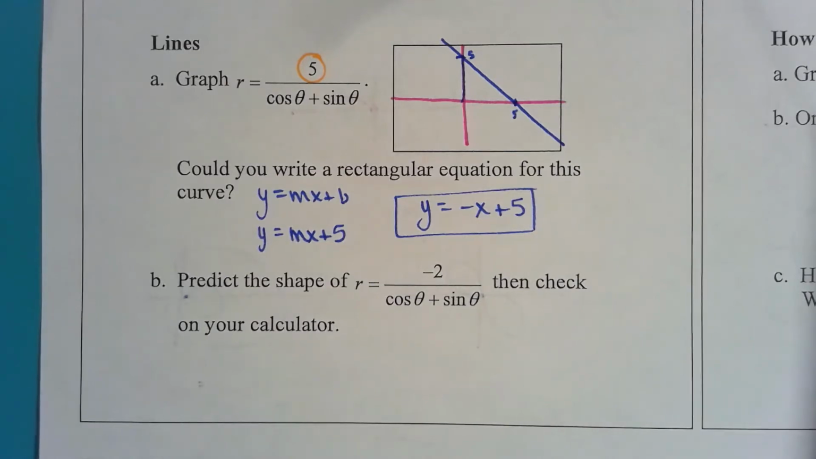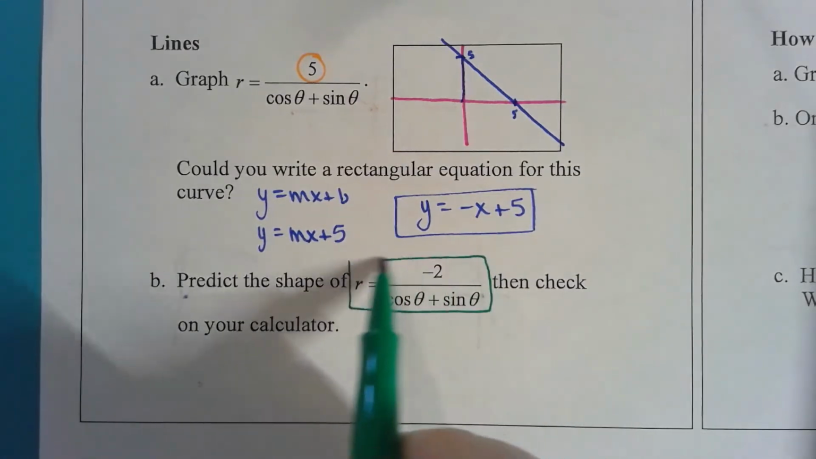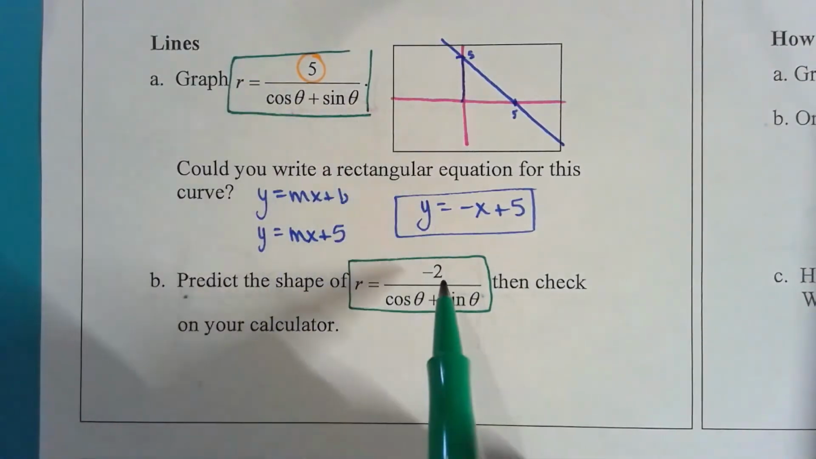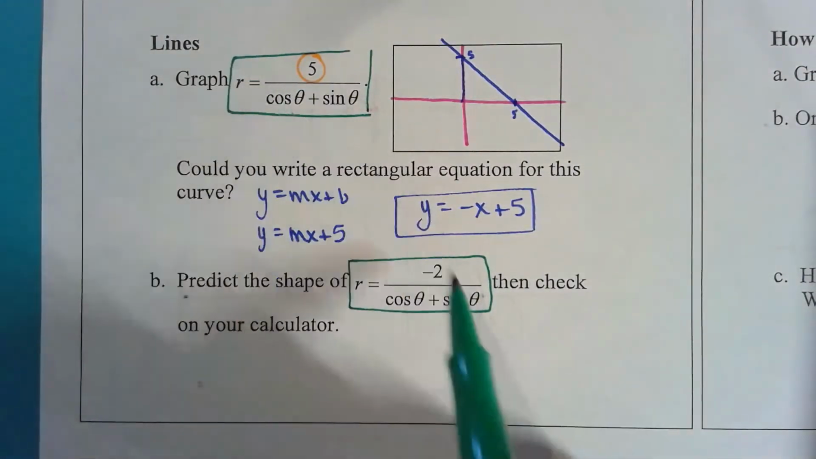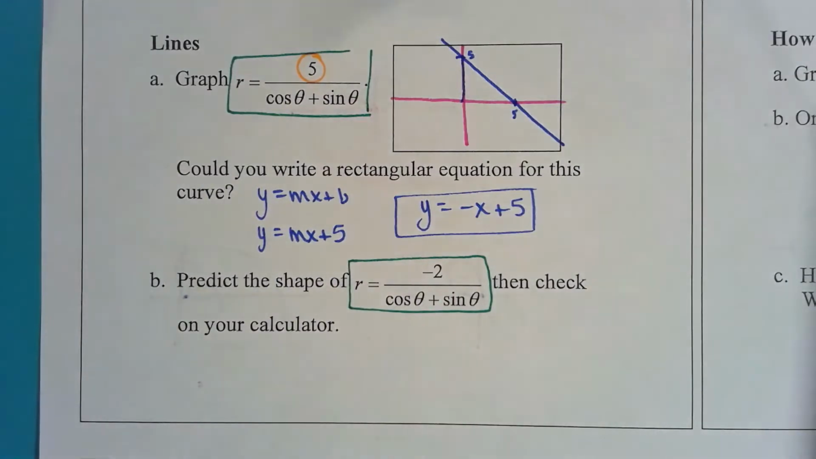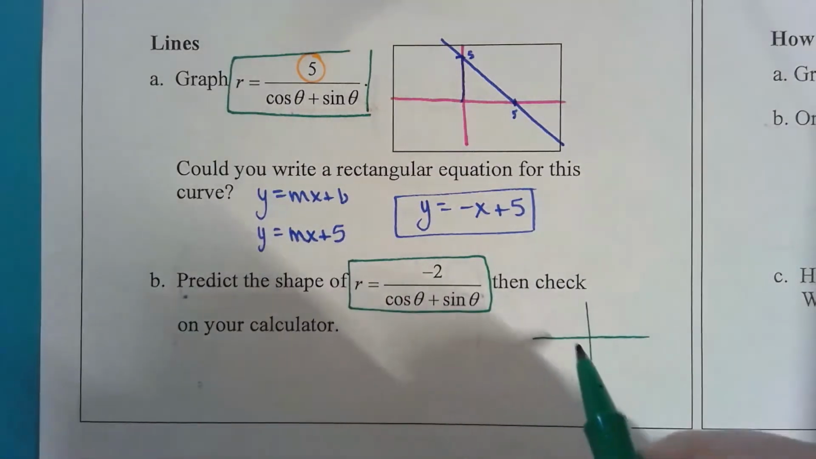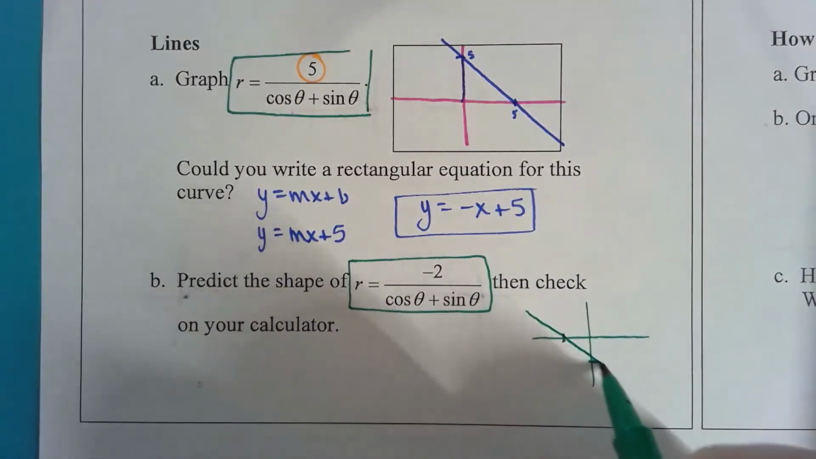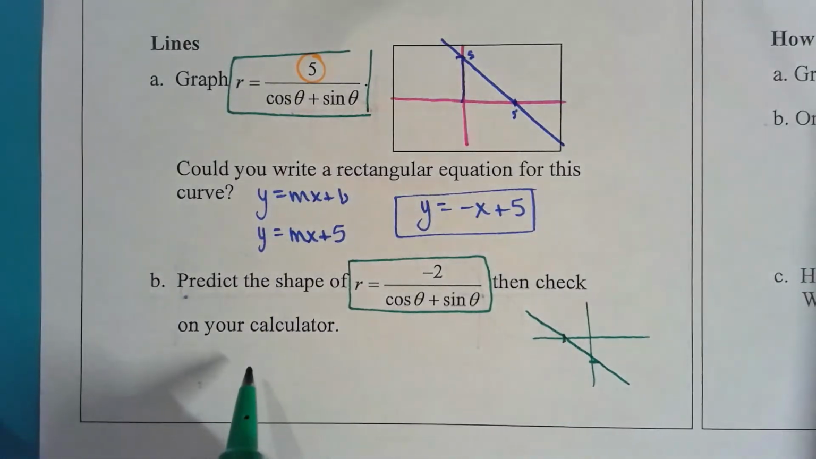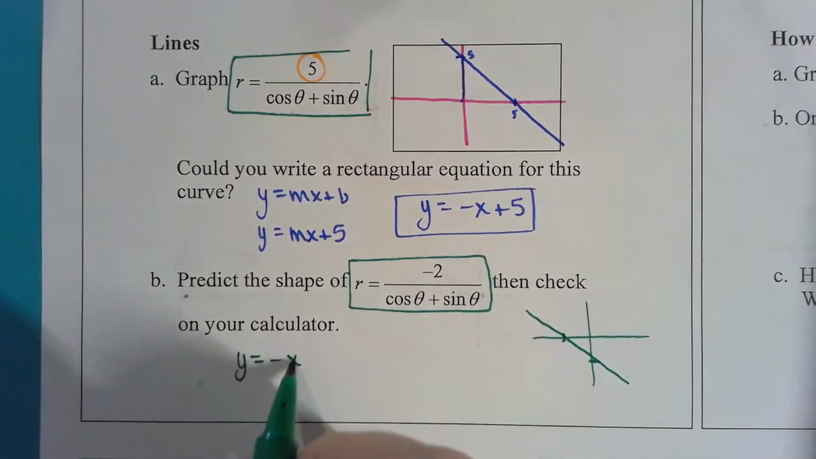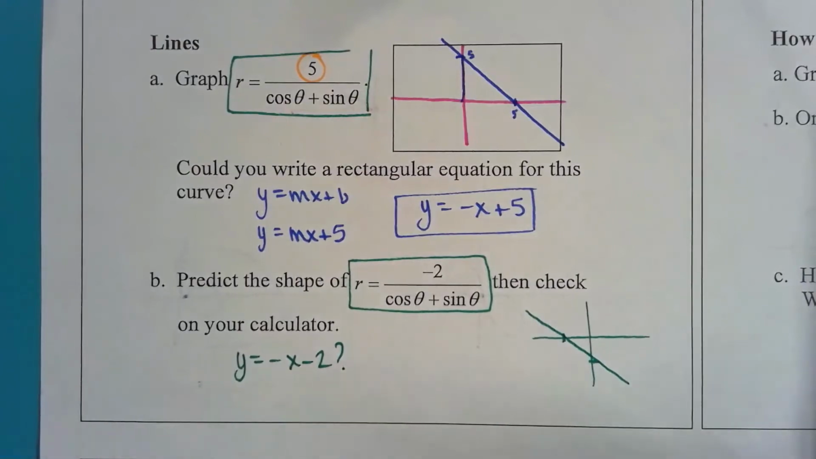Okay. Now part B says predict the shape of this graph. When we look at the two equations, the only thing that changes is what's in the numerator. The 5 turns into a -2. Well, maybe that means we have intercepts at -2 and -2. So maybe still a line, but now the y-intercept maybe is -2. So maybe it's y equals -x minus 2. That's our prediction.